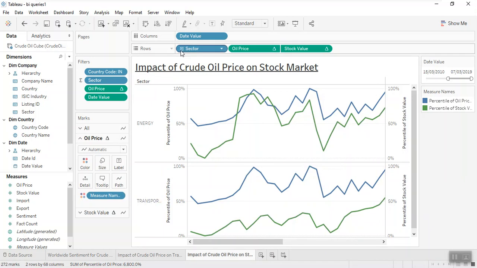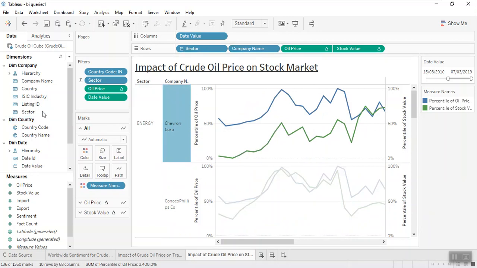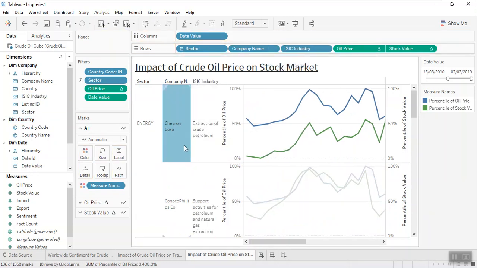We can drill down the sector data further into different companies, and if we want to see which industry does this company belong to, we can pull out ISIC industry code, and this gives us the data. Like for an example, Chevron Corp belongs to extraction of crude oil petroleum. This can be seen for all the companies.